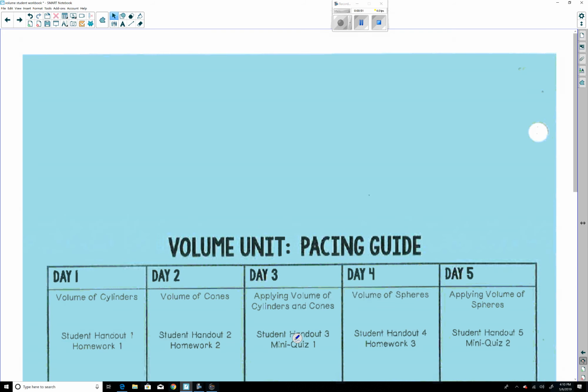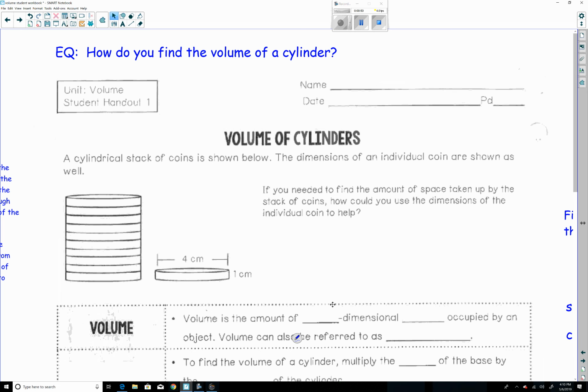So please turn with me to page 3, which looks like this, and add the essential question at the top: how do you find the volume of a cylinder? So our directions say a cylindrical stack of coins is shown below. The dimensions of an individual coin are shown as well. If you need to find the amount of space taken up by this stack of coins, how could you use the dimensions of the individual coin to help?